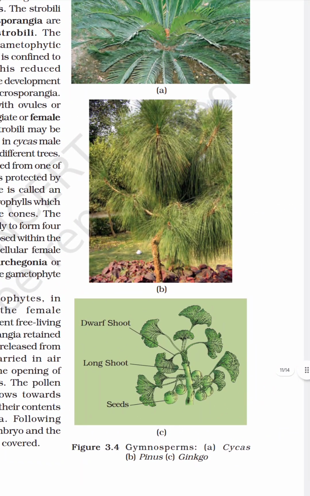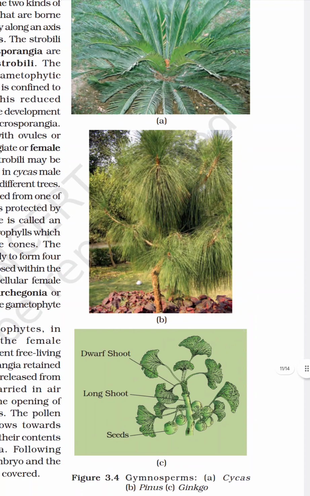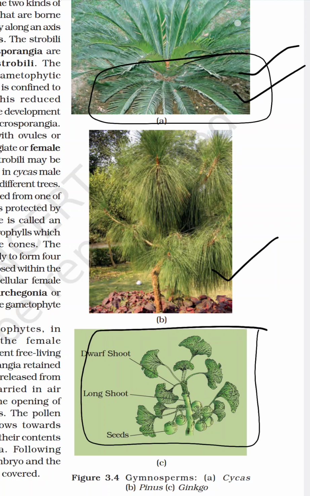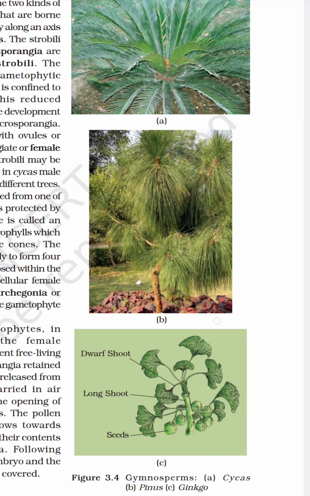Here we can see different kinds of gymnosperms. This is Cycas, an ornamental plant which can be grown near households for ornamental purposes. This is the Pinus tree. In Pinus, both male and female strobili or cones are present on the same tree, whereas in Cycas they are borne on different plants. This is the Ginkgo plant. These are examples of gymnosperms.